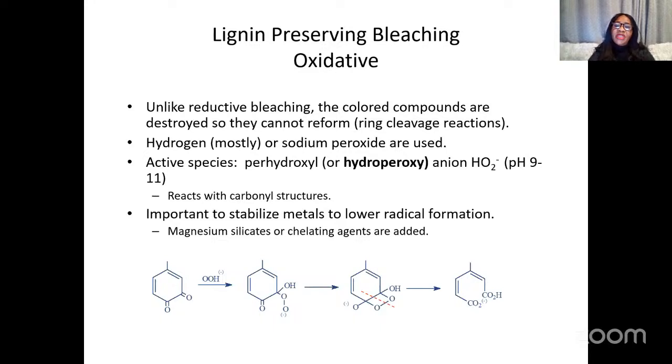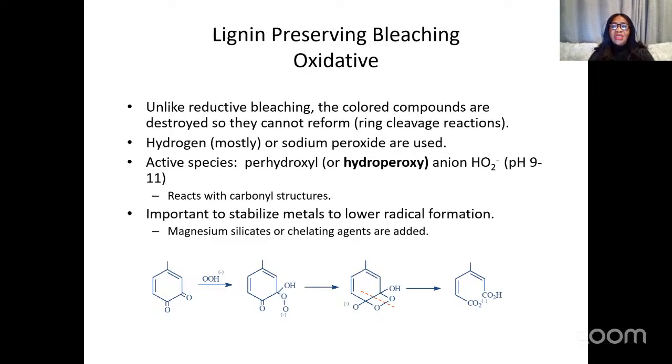Unlike reductive bleaching, in oxidative bleaching the colored compounds are destroyed, so they cannot reform. What happens is that the rings of the colored compound are clipped, broken. So it's a cleavage reaction. Hydrogen peroxide or sodium peroxide are used. The active species, like I mentioned before, is the hydroperoxy anion.